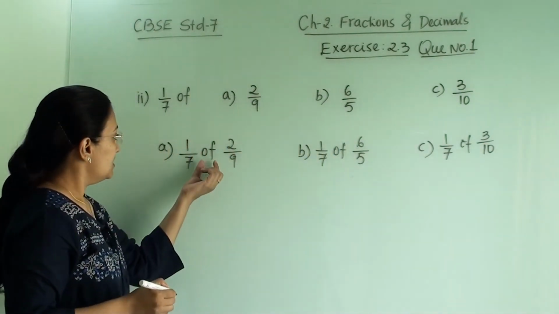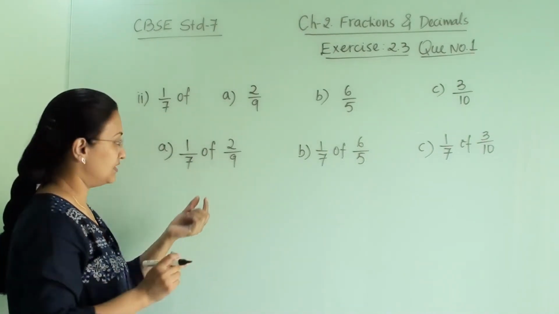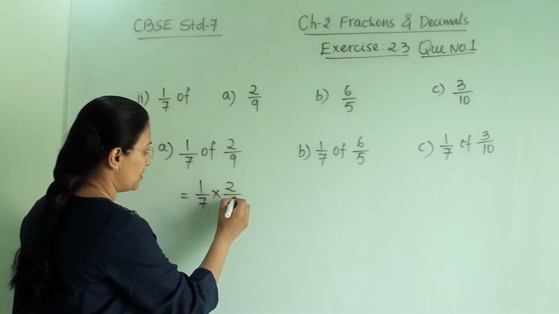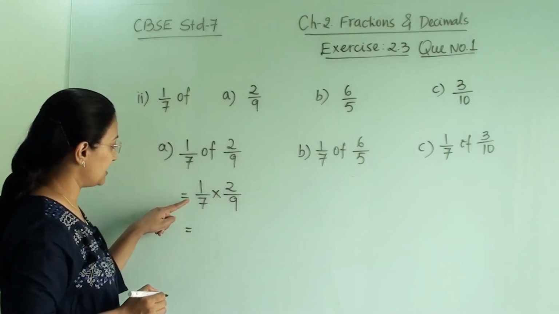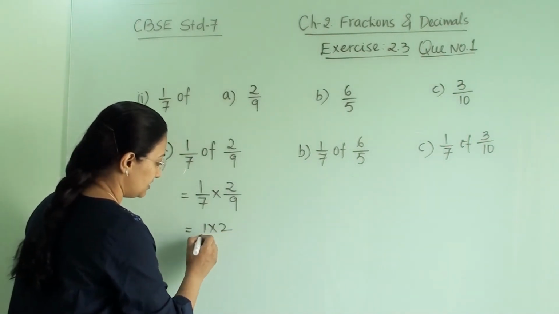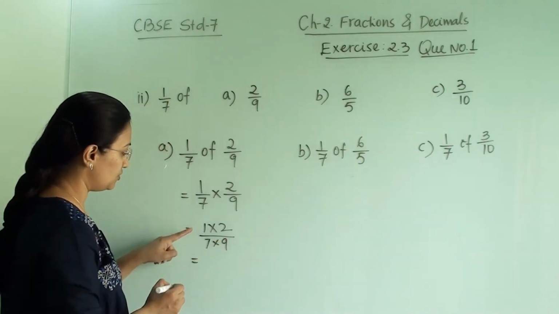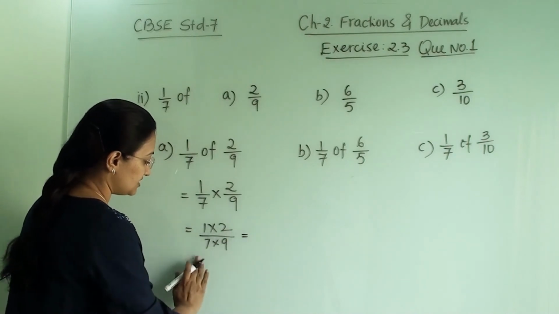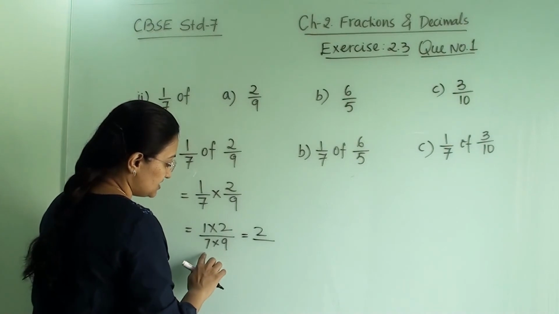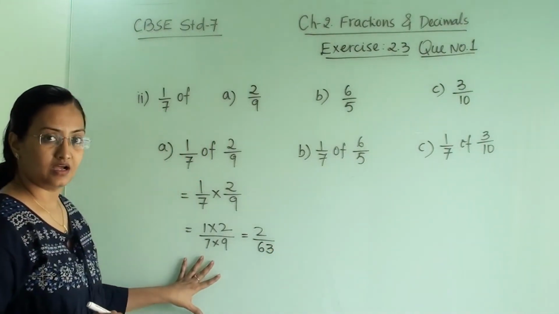Now let us replace this "of" with multiplication. The meaning of "of" is multiplication. So let us write 1 by 7 into 2 by 9. Now let us check: can we reduce it to the lowest term? No. So we multiply numerator with numerator and denominator with denominator. So 2 into 1, we get 2, and 7 nines are 63. So this is going to be our answer.